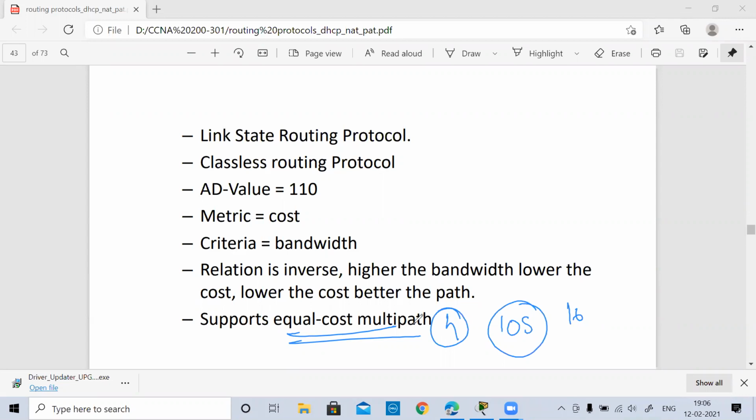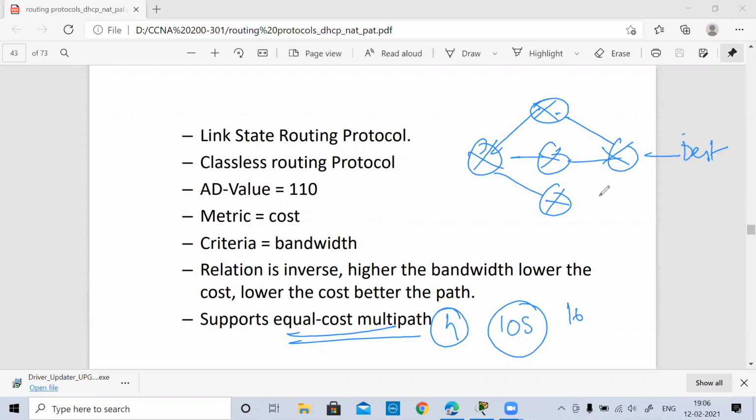What is the meaning of equal cost multipath? If I have a network like this, with one path and the destination somewhere here, let's say the cost over here is 5, 5, 10, here it is 10, 5, and here again 5, 5, 10. If you calculate from R1 to R2, in between you have R3 and R4. So the cost is basically, just a minute, guys.